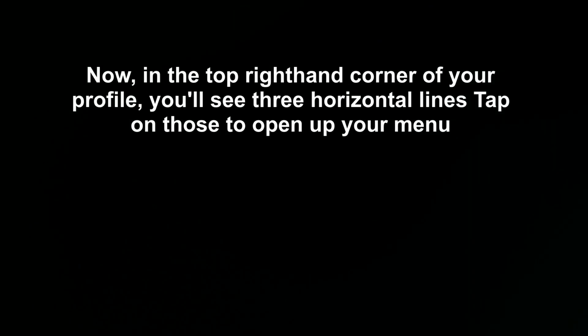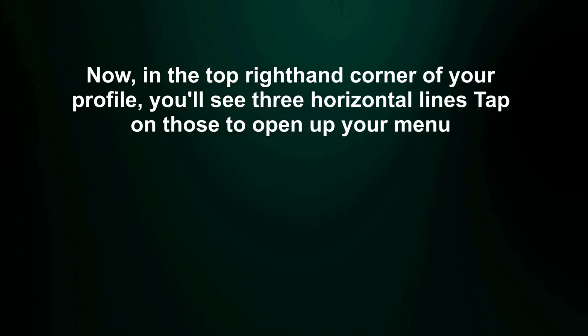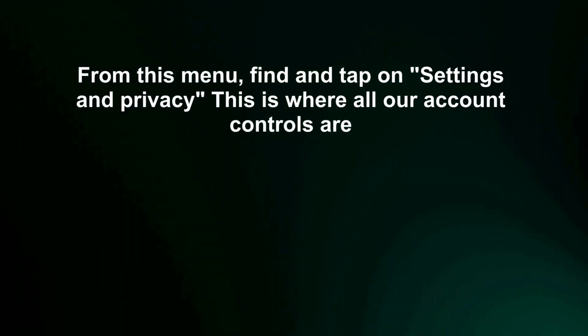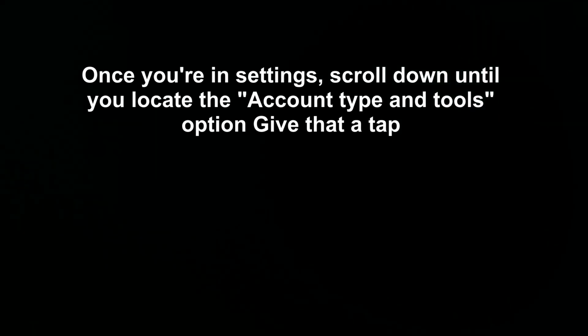Now, in the top right-hand corner of your profile, you'll see 3 horizontal lines. Tap on those to open up your menu. From this menu, find and tap on Settings and Privacy. This is where all our account controls are. Once you're in Settings, scroll down until you locate the Account Type and Tools option.